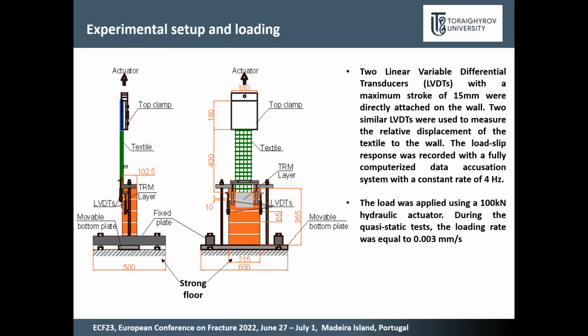Rubber pads were used at the textile-to-steel interface to improve the gripping system and avoid any movement and damage of the textile. 2 linear variable differential transducers with a maximum stroke of 15 millimeters were directly attached to the wall, and 2 similar LVDTs were used to measure the relative displacement of the textile to the wall.